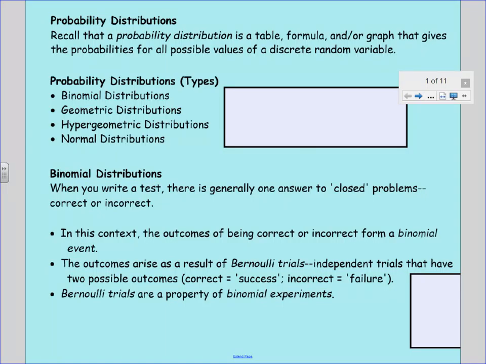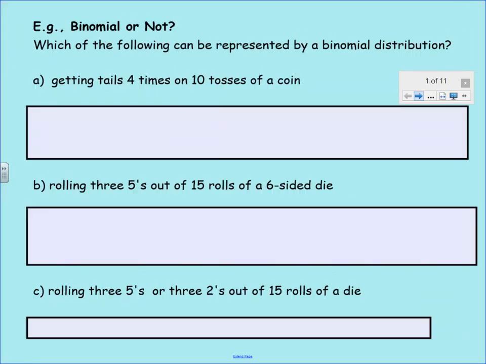So moving forward, the best way for us to tackle this is to take an example from the past that we've wrestled with and now apply some of this thinking to that example. Prior to that, we'll do a real quick assessment here, and I would encourage you to pause the video and think these through. Part A, getting tails 4 times on 10 tosses. Is that a binomial event?